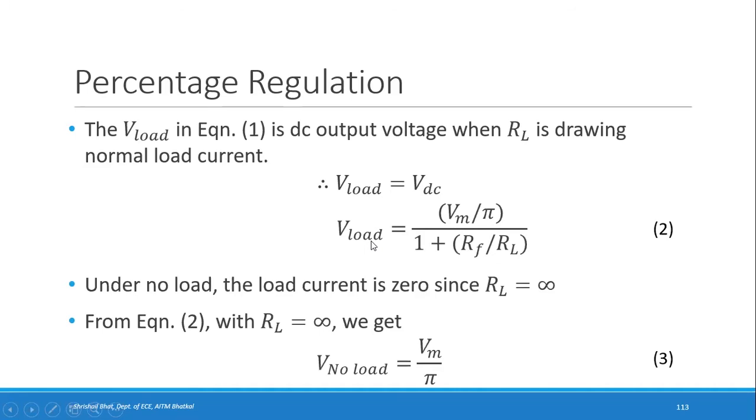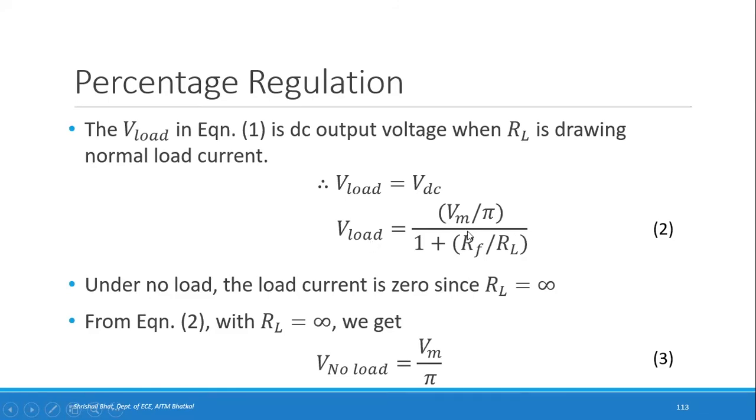When there is no load or the load current is zero. When can the load current be zero? When the resistance is infinite, right? Load current is zero when the resistance is infinite. When there is infinite resistance, it will not allow any current to pass through it.